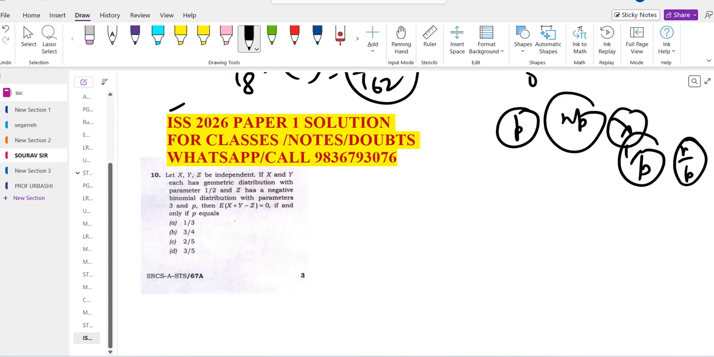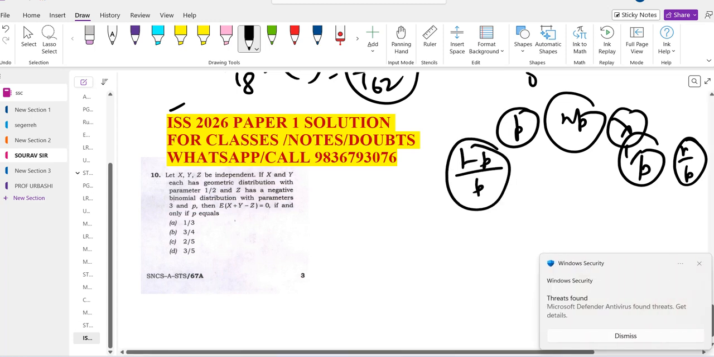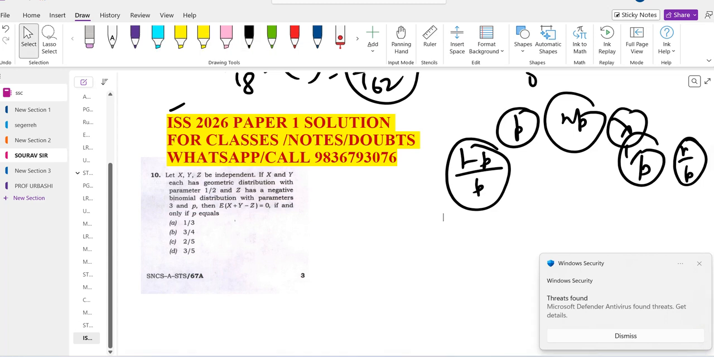Now in most competitive examinations, what happens is that it counts the number of trials until the first success. So that is 1 by P. The number of failures before the first success is (1 minus P) by P. So we can always check.